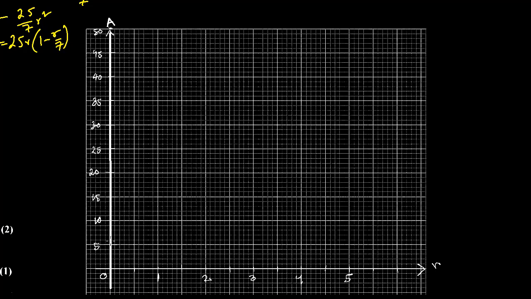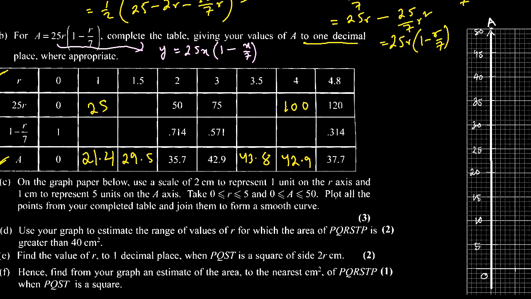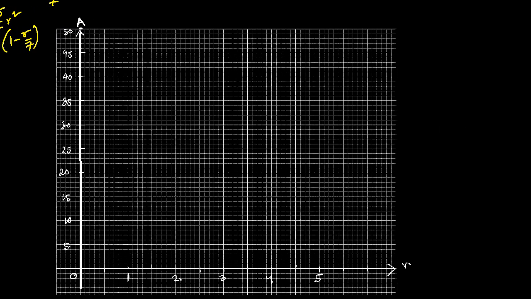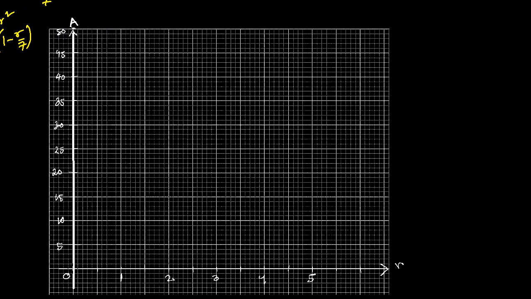So let's plot this. The first value that we have is when x equals 0, y equals 0. I can also call it the y coordinate. So let's put the first value. Let me use a different color here. Okay, so this is the first point.